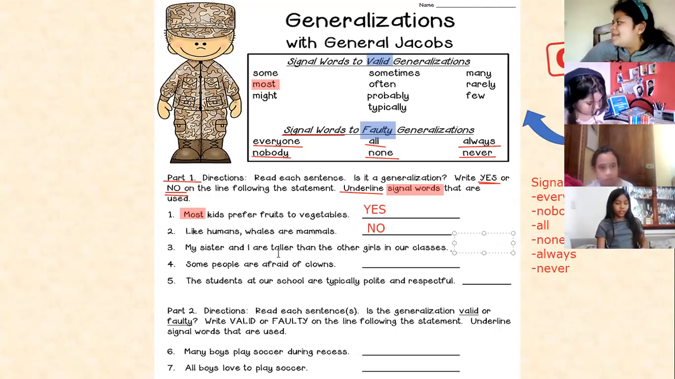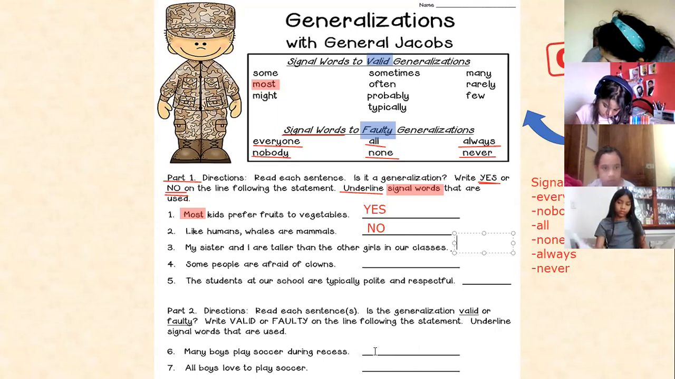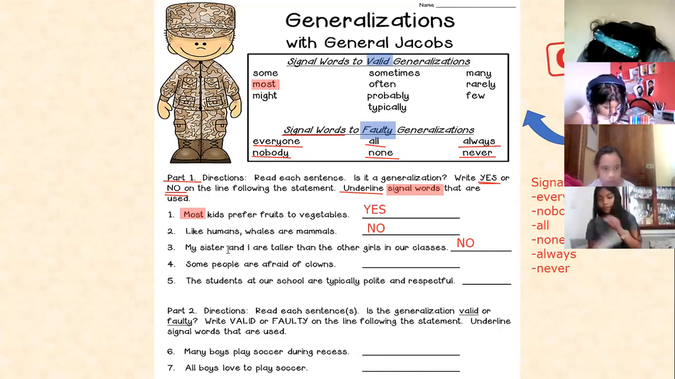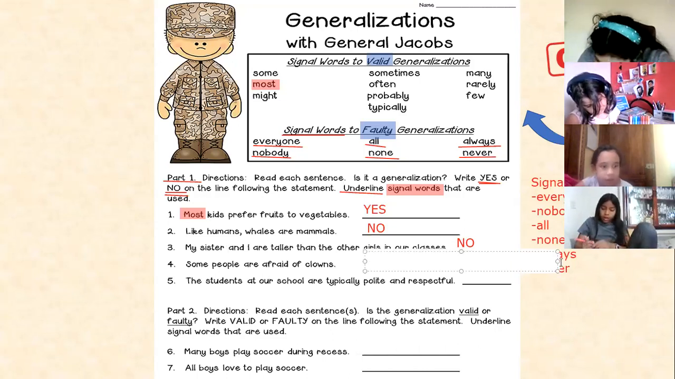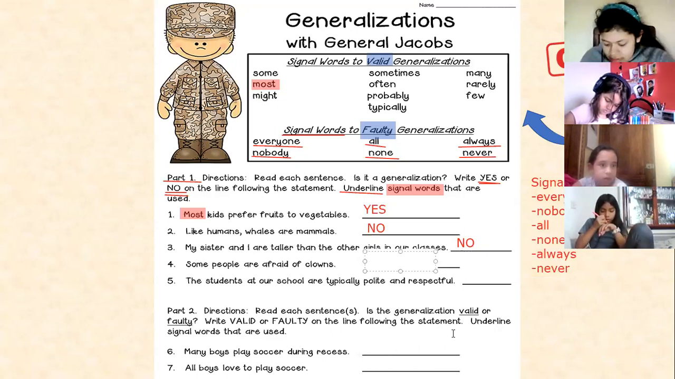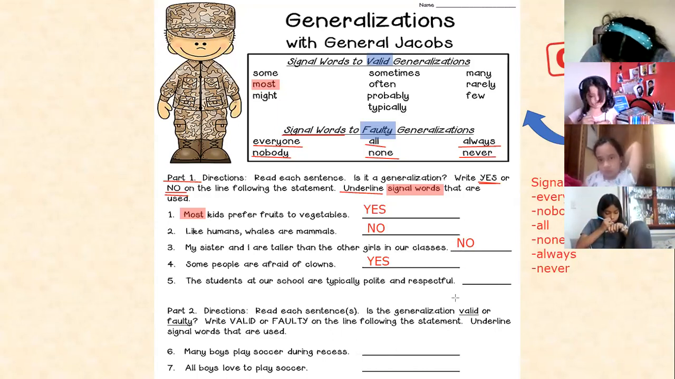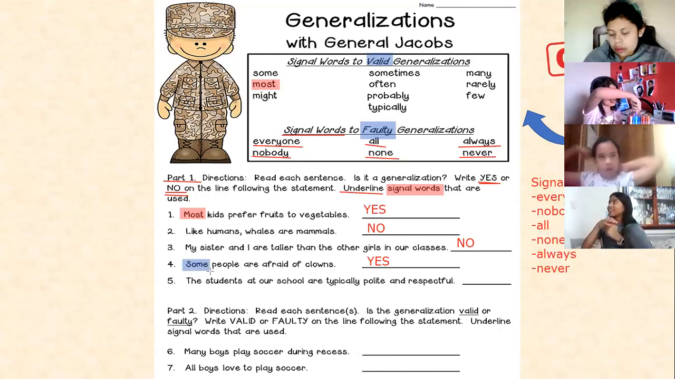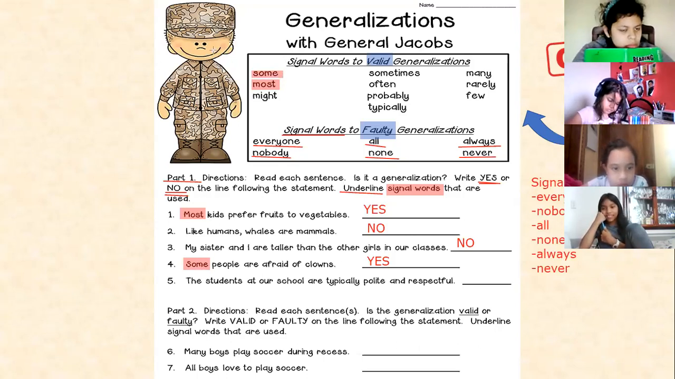Next one. My sister and I are taller than the other girls in our classes. Generalization? Yes or no? No. It's talking about just my sister and I. Some people are afraid of clowns. Yes, this is true. What is the signal word? Some. The signal word is some. You can look at the list. Some is here, a valid generalization. The number five.